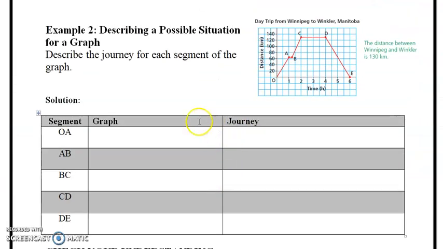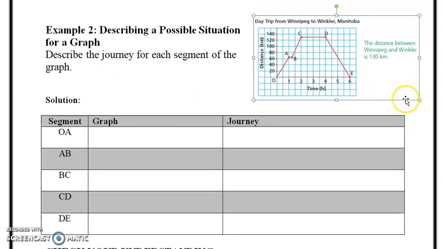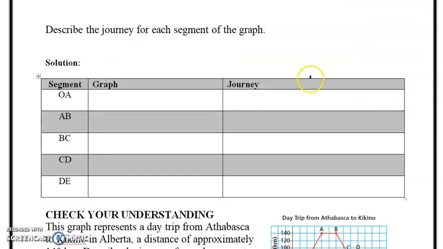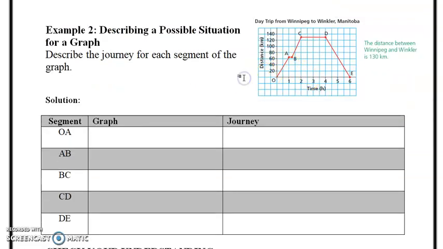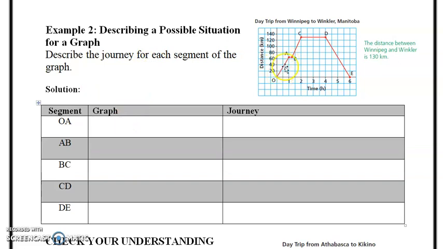So let's talk about this here. A day trip from Winnipeg to Winkler, Manitoba. So example 2, describe a possible situation for the graph. Describe the journey for each segment of this particular graph. And then there's a solution. All right. So O to A, A to B, B to C, C to D, D to E. So the graph and the journey, we're going to talk about those.